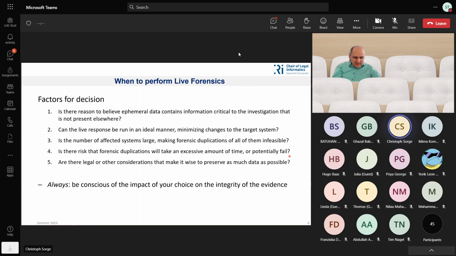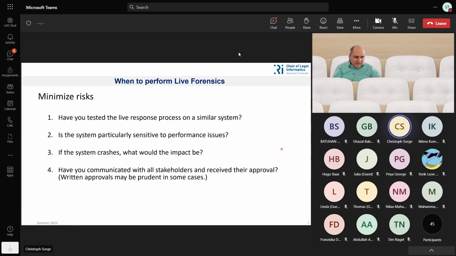And of course, always one has to take into account the integrity of the evidence that you preserve. We will want to minimize risks when doing live forensics. So, I mentioned beforehand, you should have experience, ideally. If you have done the live forensics process, and if you have knowledge about the tools that you can use on that system, that's definitely helpful. Ideally, you should have tested the live response process on a similar system beforehand and maybe have some experience.